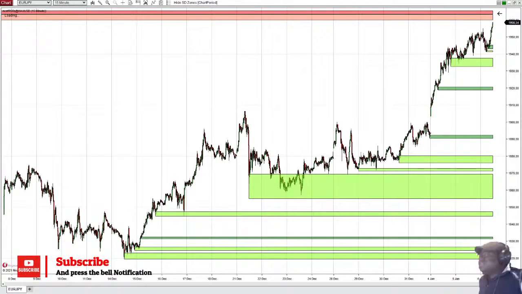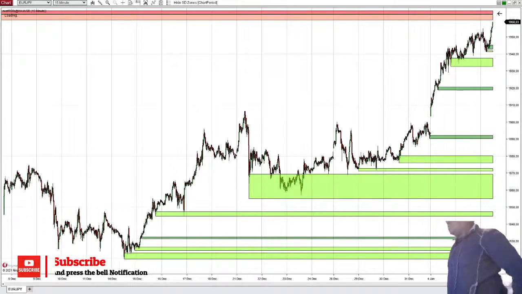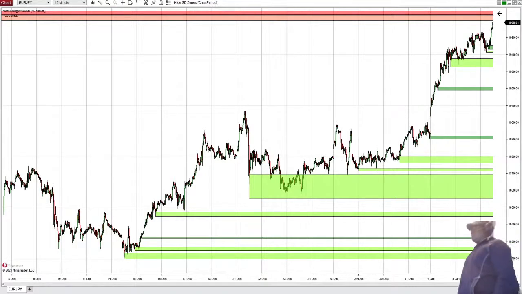Sometimes you don't need many pairs. Just look for a good trade in one of those pairs, and the moment you're in.